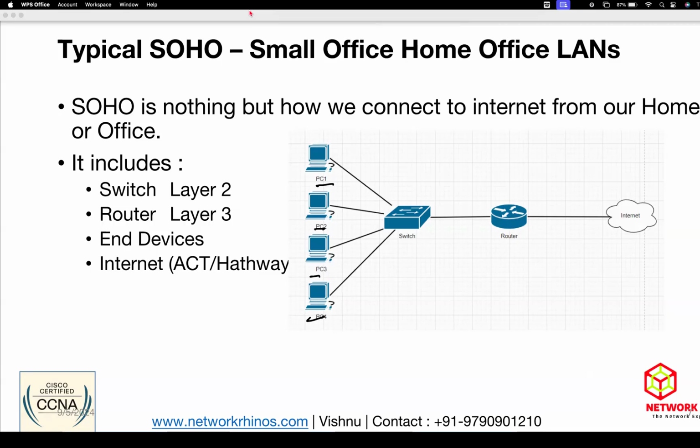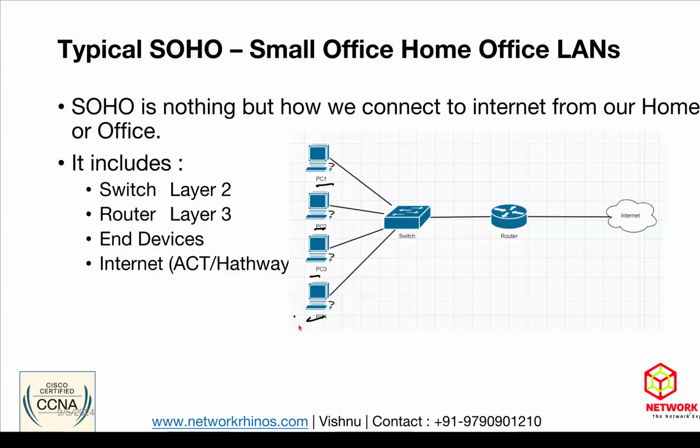All the PCs' cables will go to the switch. From the switch, one port will go to the router. From the router, one port will go to the internet. Like that only we normally connect. This diagram is termed a small office, home office LAN. SOHO, we term it a SOHO connection, small office, home office LAN.